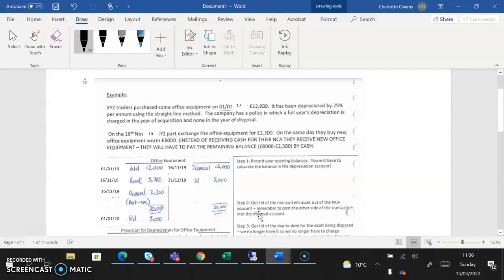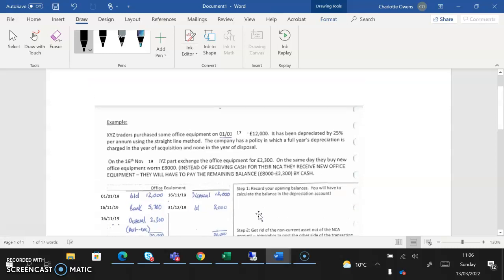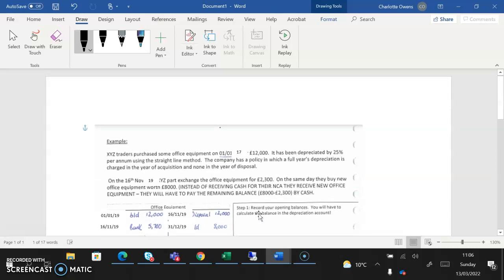Okay, so hi everybody. The purpose of this video is to go through the part exchange of non-current assets. You've actually already had a go at this. It's really similar to what we were doing last week, based on disposal of non-current assets. We get rid of a non-current asset, but the only difference here is that rather than selling our non-current asset for money, we get a different type of asset. The example you should have worked through is XYZ Traders.